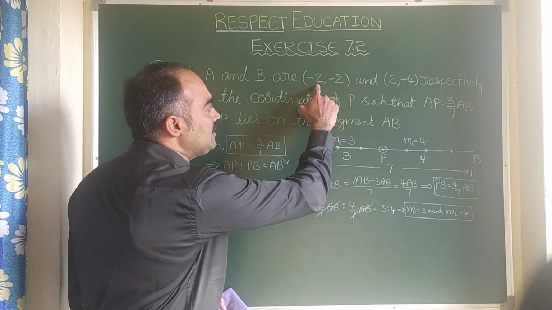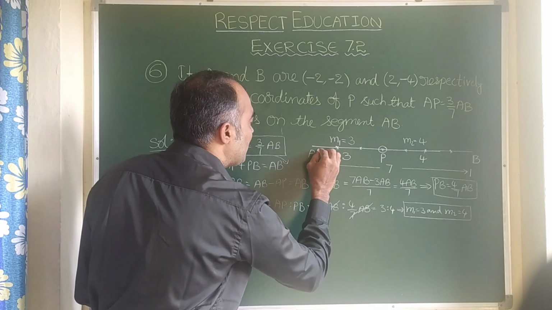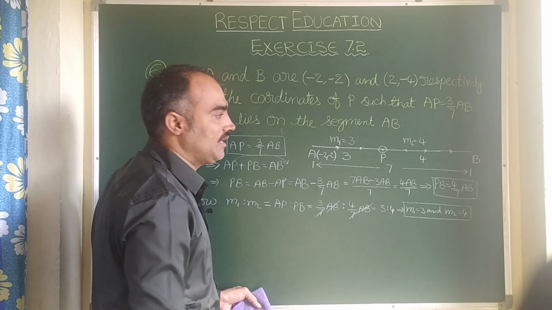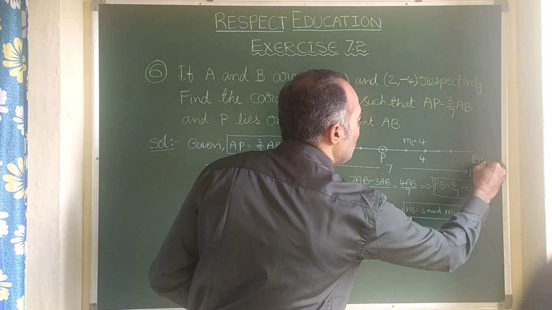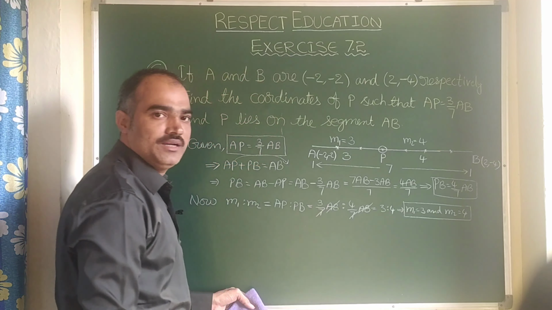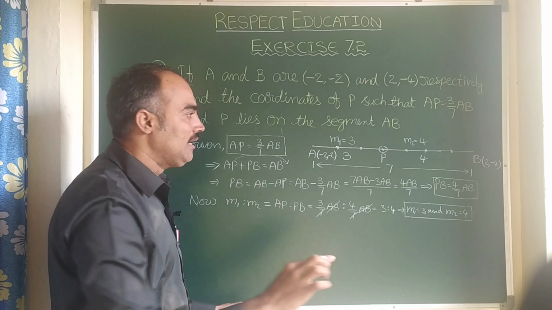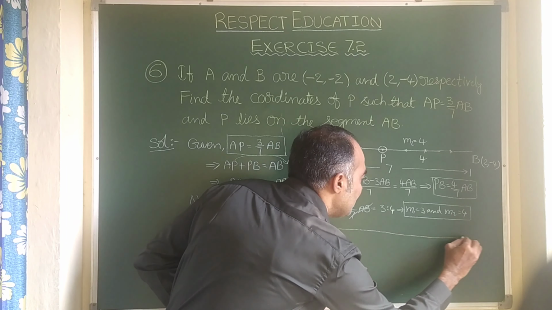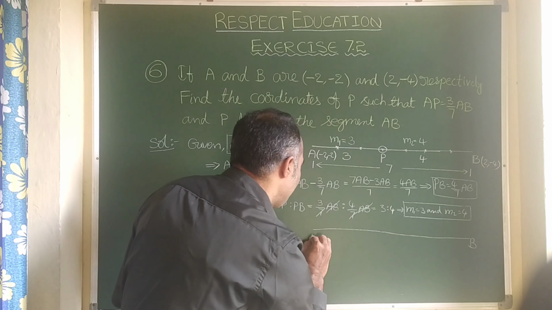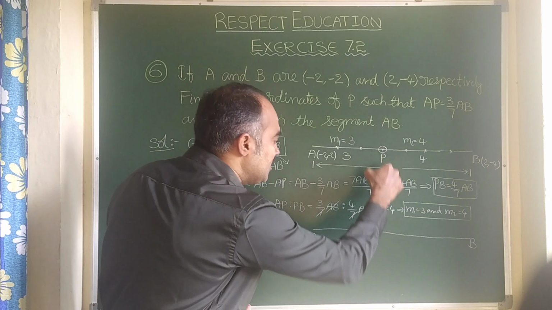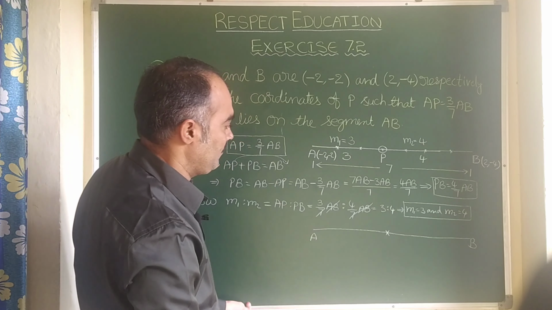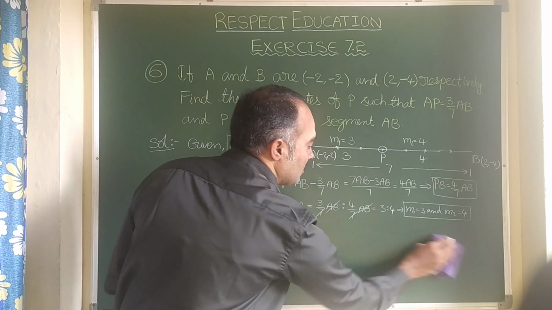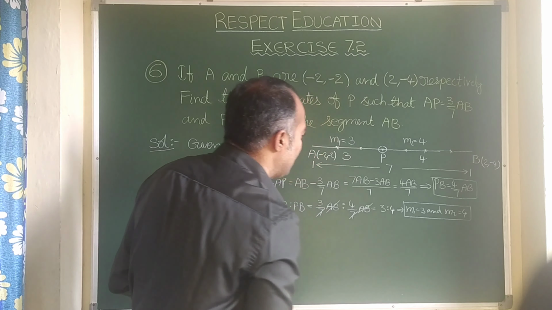Now this point is A, minus 2 comma minus 2. Here B I am writing, 2 comma minus 4. To make you clear, I am drawing the same diagram. Here you see, this is AB, where this position P is here. I think it is a straight line. Let us draw a straight line clearly, I got a curved line there, that's why I am drawing a straight line.